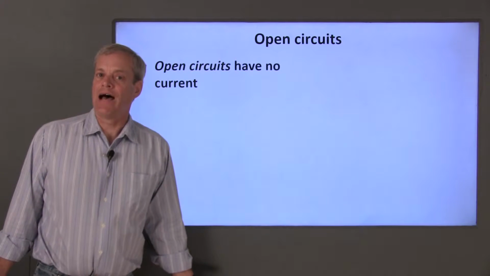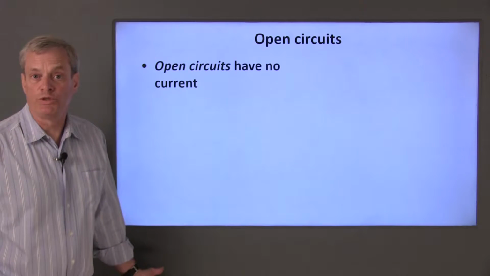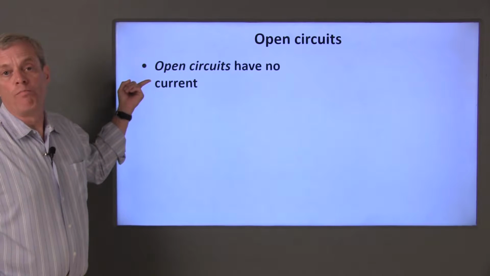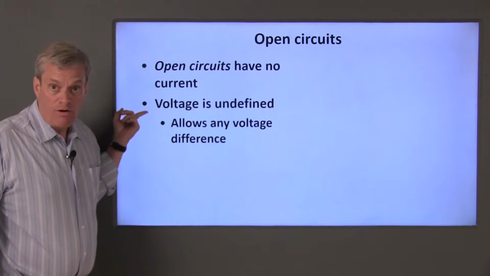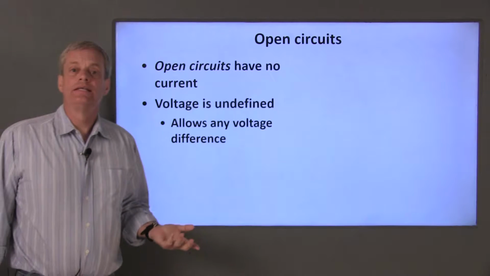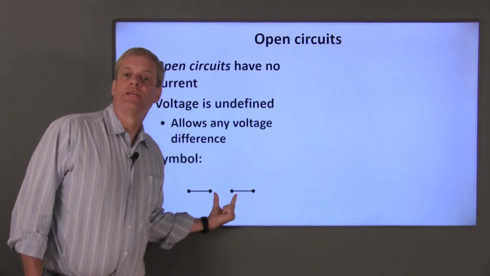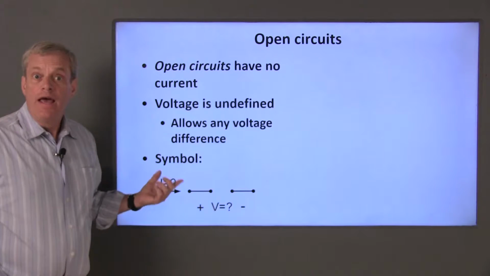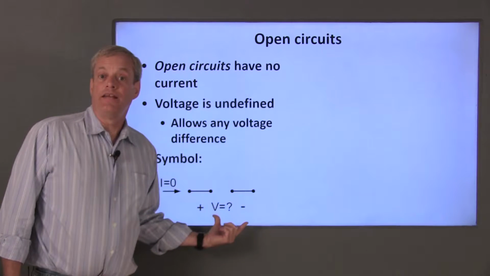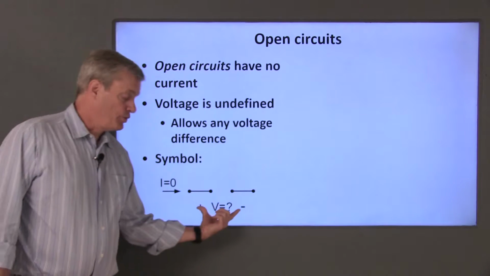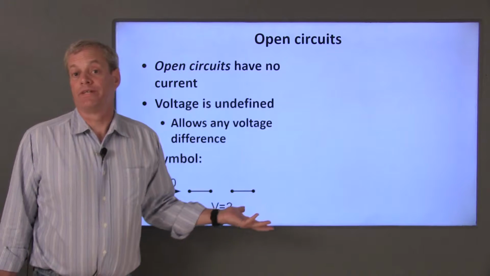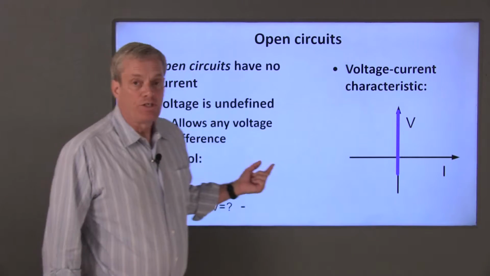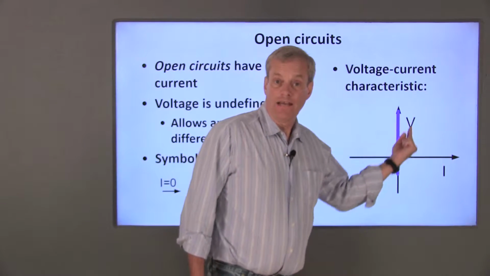An open circuit doesn't allow any current to pass through it, no matter how much voltage difference you apply across it. Therefore, the current through an open circuit is 0 by definition. The voltage across an open circuit is undefined. Symbolically, an open circuit is represented by a break between its terminals. In an open circuit, the current is 0, and the voltage difference across the open circuit is not defined by the open circuit itself. The voltage difference is set by the elements the open circuit is connected to. Since current is 0 and voltage can be any value, the voltage-current characteristic for an open circuit is graphed like this.